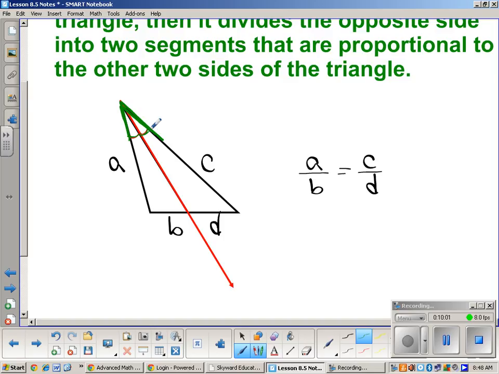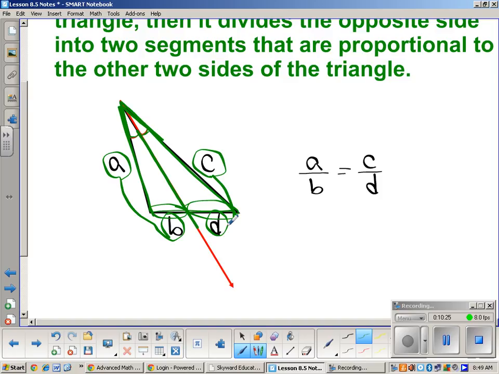Then that means the other end of that line is cutting this third side into two pieces that are proportional to these two sides of the triangle. So that means A is to this segment as C is to this segment. And so we could write the proportion A is to B as C is to D.